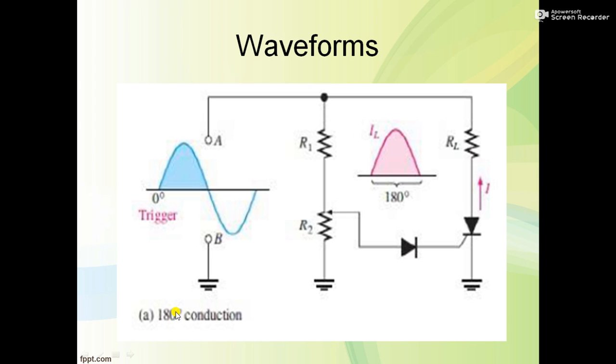As we know, it is a 180-degree phase control. 180 degrees means one complete positive half cycle, which means we are triggering only this part of the signal, not the negative part of the signal.